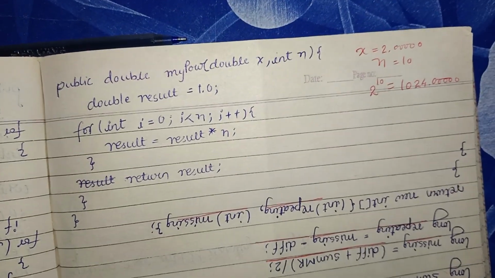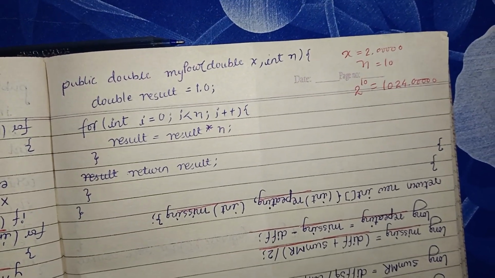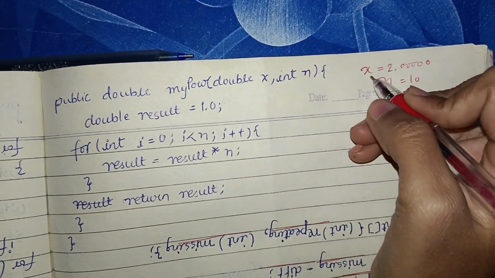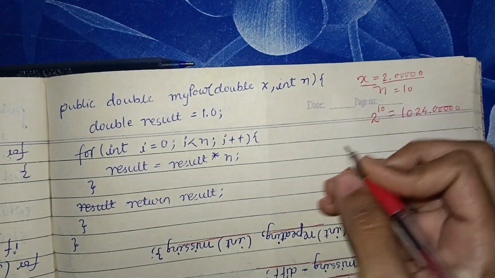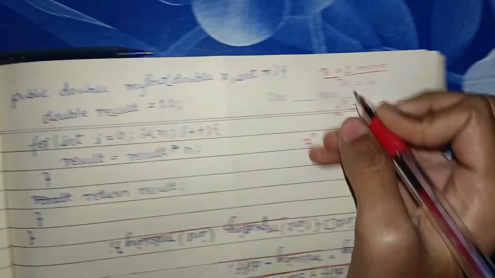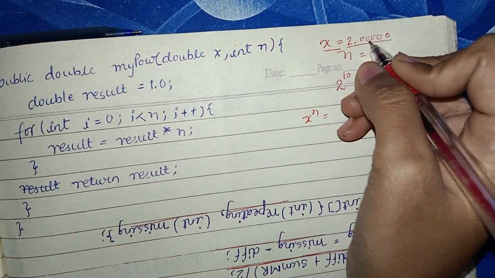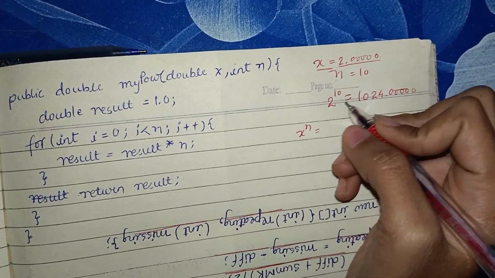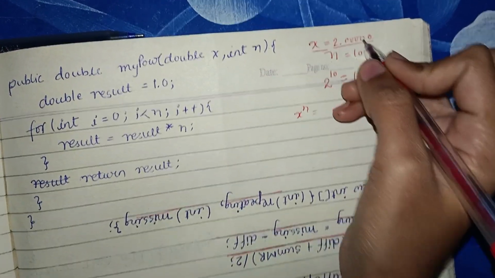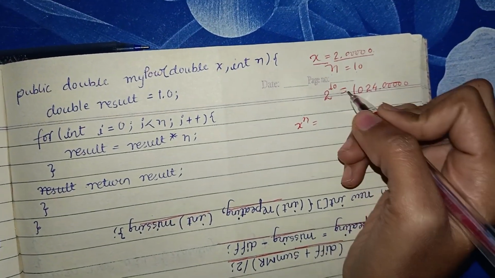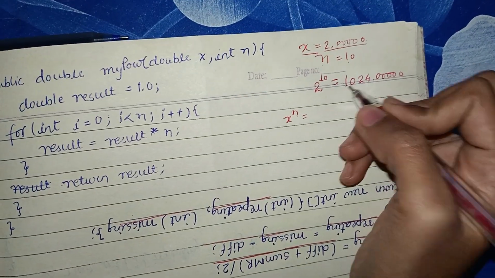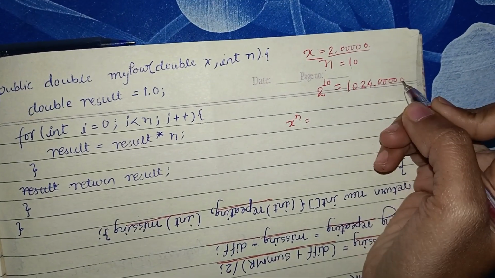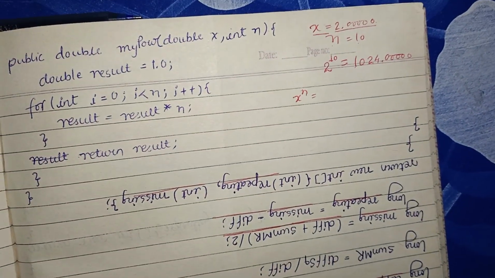Now we are seeing the power of x^n, compute power of x^n. So here is the code. What is compute power of x^n? Like x to the power n. So here x is 2.00000 and n is 10. So 2 to the power 10 is equal to 1024.00000. So how can we calculate it?